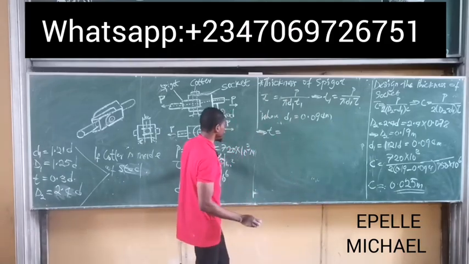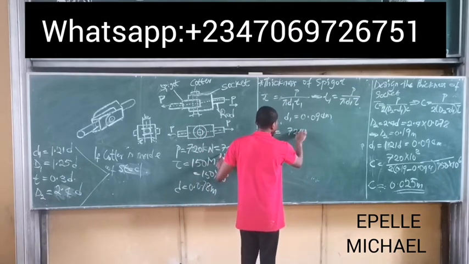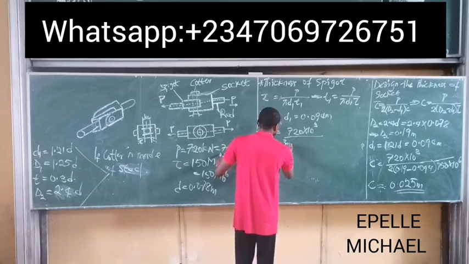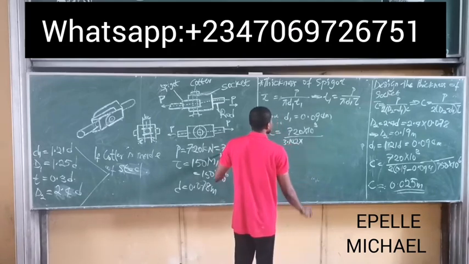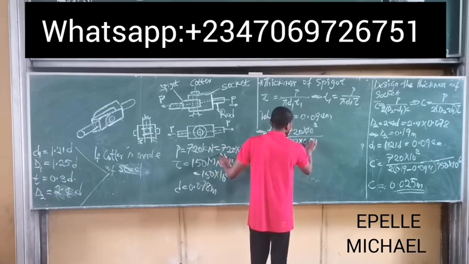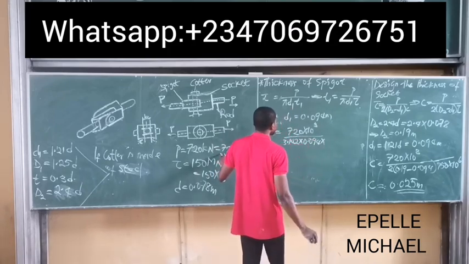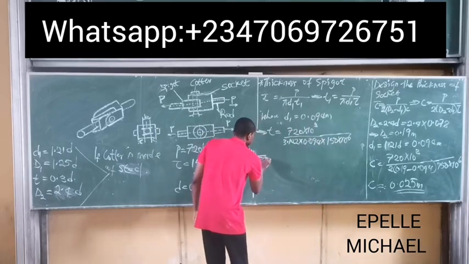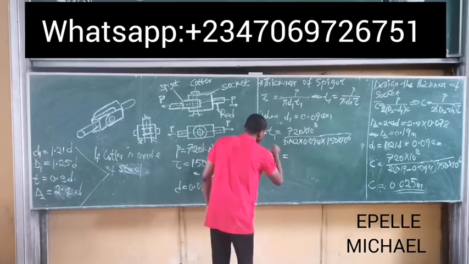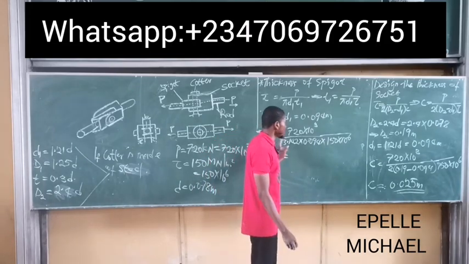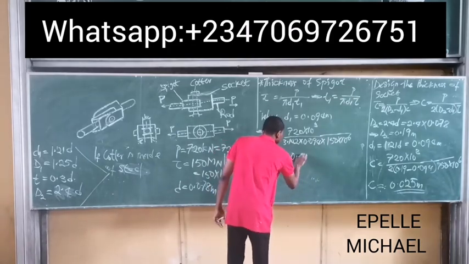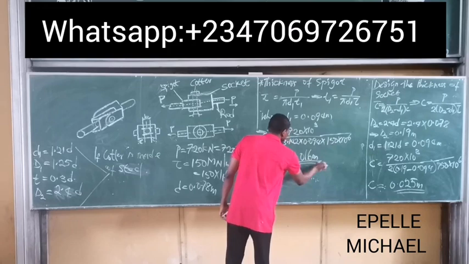That simply implies that the thickness T1 is equal to, first is P. P is given as 720. So you have 720 by 10 to the power of 3 all over pi, which is 3.142, by D1, 0.094, by shear stress, which is 150 by 10 to the power of 6. So this simply implies that the thickness T1 of the spigot is simply equal to, evaluate that and give me the value. 0.016 in meters. This becomes the thickness of the spigot.